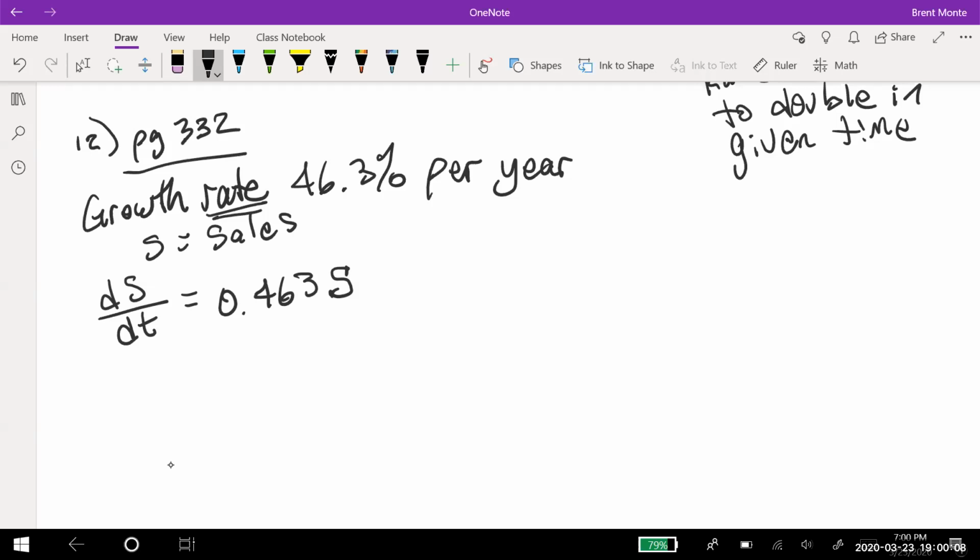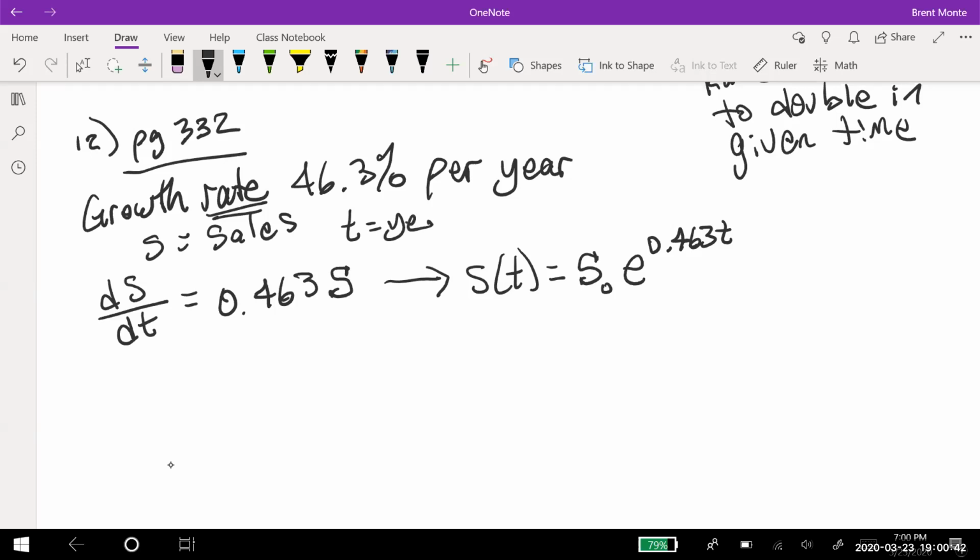Since that's the formula for the derivative, it can only be true if it came from a function. S of t is whatever my initial sales were, we'll call them S sub 0, times e to the 0.463 t. They tell us t equals years since 2008.